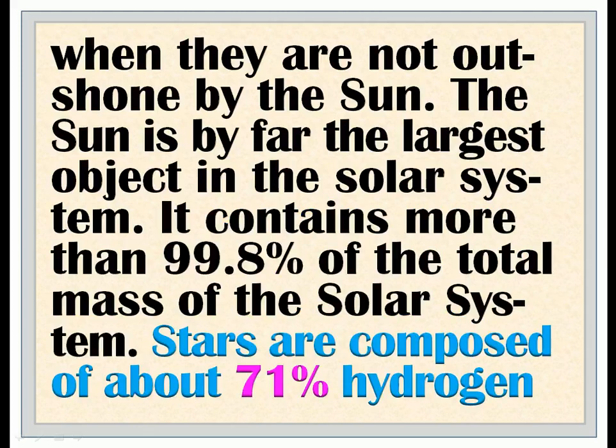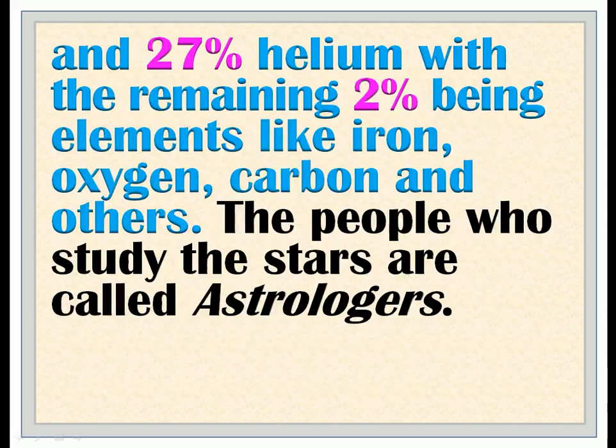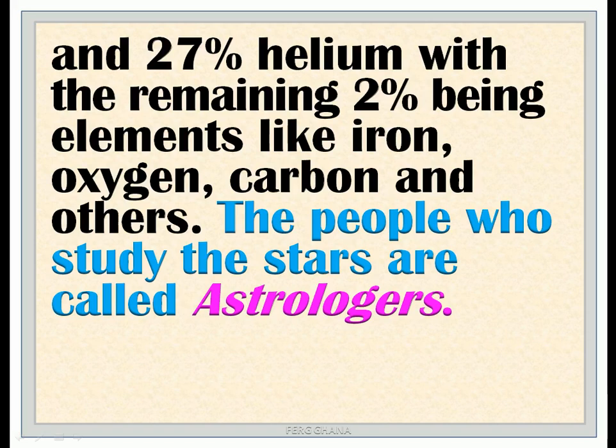Stars are composed of about 71% hydrogen and 27% helium, with the remaining 2% being elements like iron, oxygen, carbon and others. The people who study the stars are called astrologers.